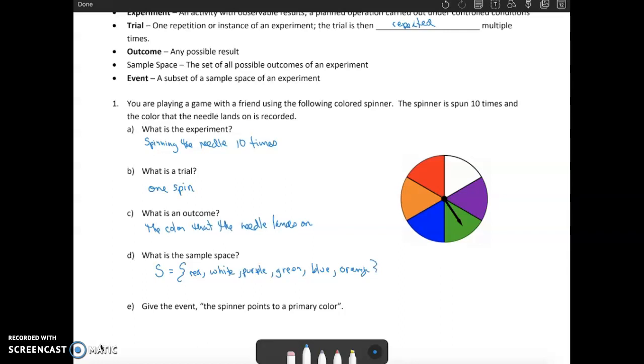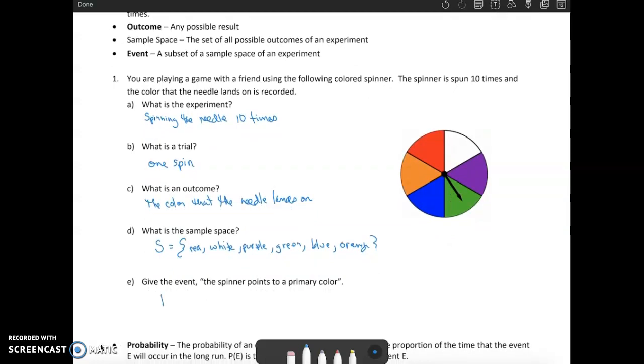And then it says, give the event the spinner points to a primary color. So this is going to be a subset, a smaller set of S. So I'm going to call this maybe this set P for primary. Let's see, primary colors, we do have red and blue, and yellow is the other primary color, but that's not an option, so just red and blue. So notice that each one of the elements in the subset or the event is also in the sample space. That's what it means to be a subset. It just means it's a smaller set that is contained inside the sample space.